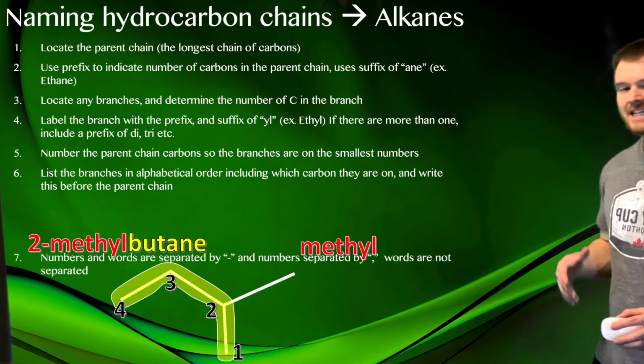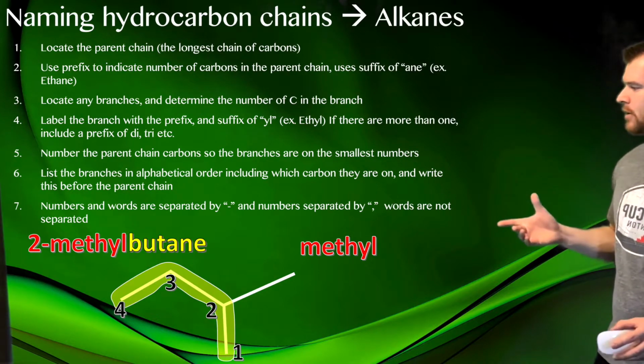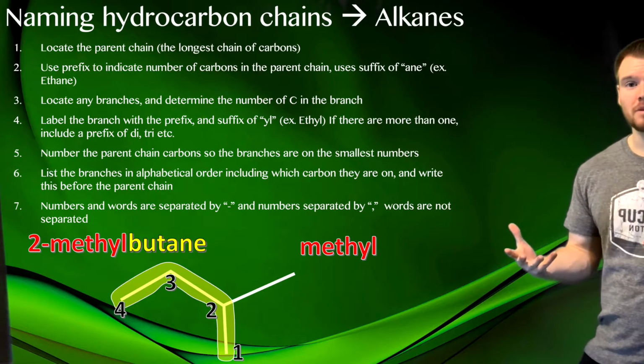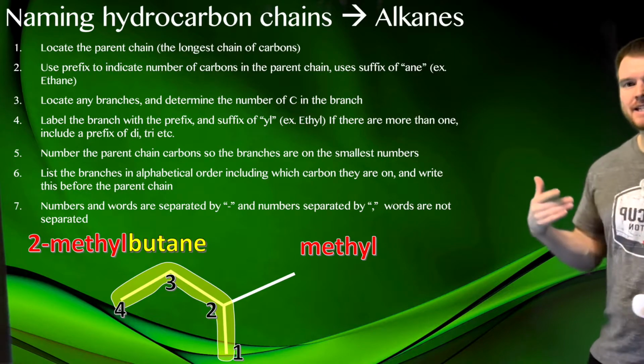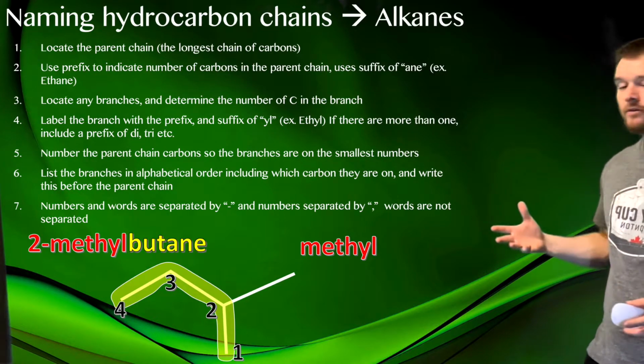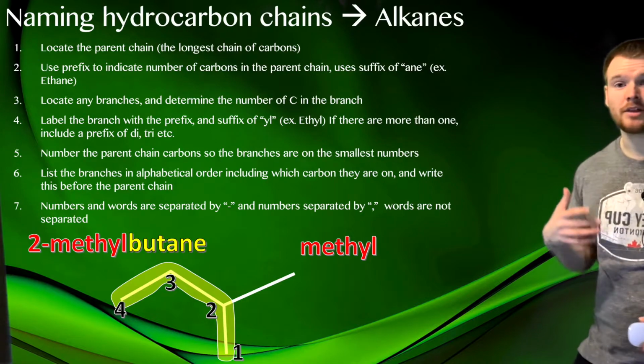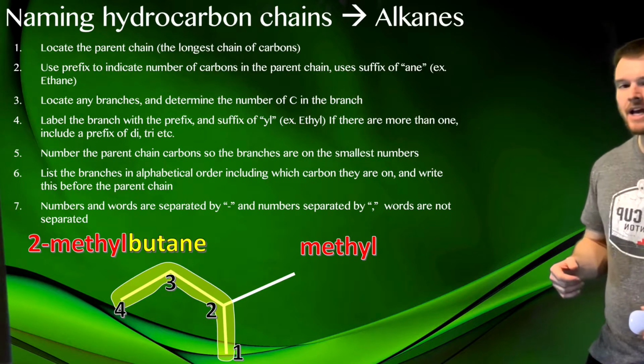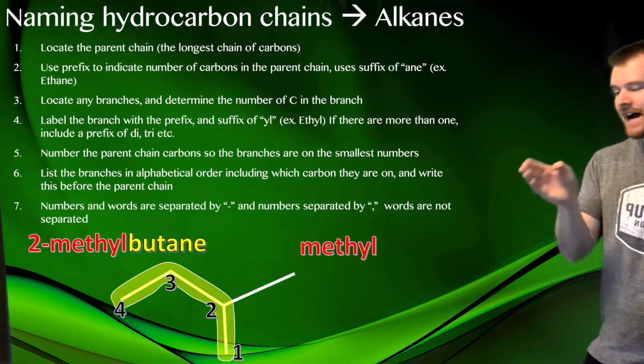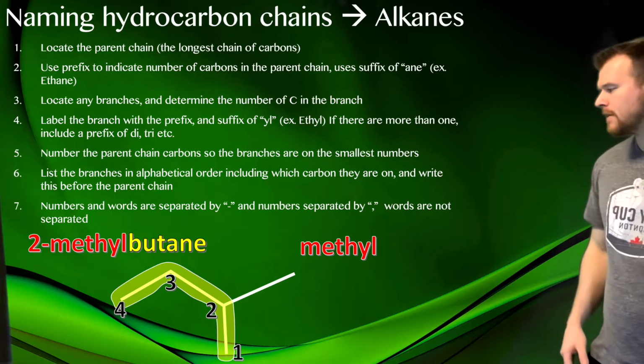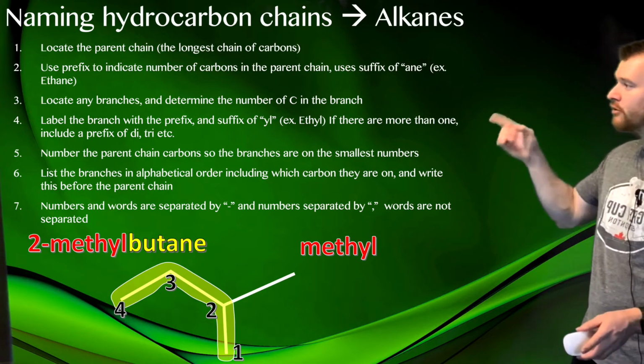And the last step here lists what we already have done. We are going to separate the numbers from the letters with a dash. And if we had consecutive numbers, so if there was 2 of these methyl groups, say maybe one was on the 2nd and one was on the 3rd, then I would go 2,3-dimethylbutane here. That's a part I forgot to mention on number 4.